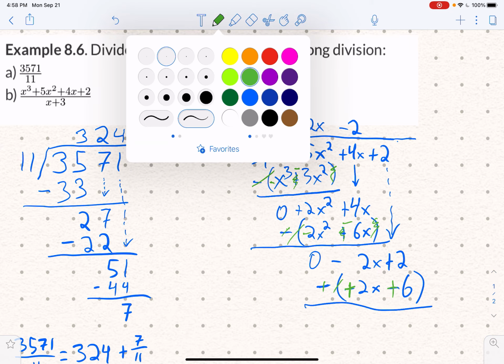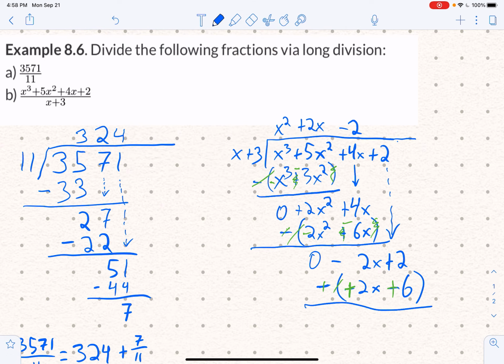Okay, so let's go ahead and subtract or add. That's our next step. We have minus 2x plus 2x, and those cancel out. They give us 0. And then plus 2 and plus 6 gives us plus 8. You'll notice here that this 8 has a smaller degree than the divisor. The divisor has a degree of 1 because it has x to the 1 power. This has a degree of 0 because it doesn't have an x in it. And once the degree of this is less than the degree of your divisor, then you stop, and this gives you the remainder.